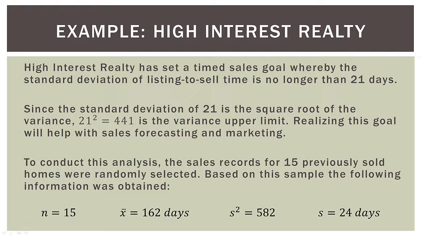So we can see here we have a mean, and really for this type of analysis, we're not that concerned with the mean because we're focusing on variation. We're focusing on the variance. Now again, S squared is the sample variance, that's 582, and the sample standard deviation is 24 days. Looking at that, we can see that the standard deviation of 24 days is higher than the goal of 21 days they set above.